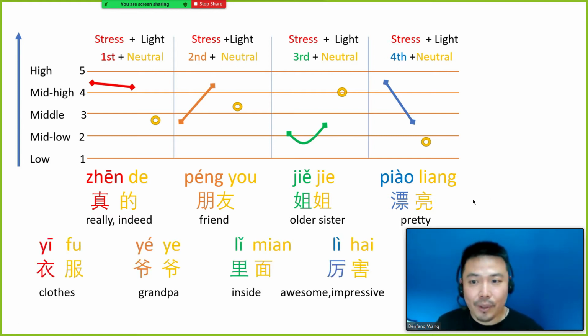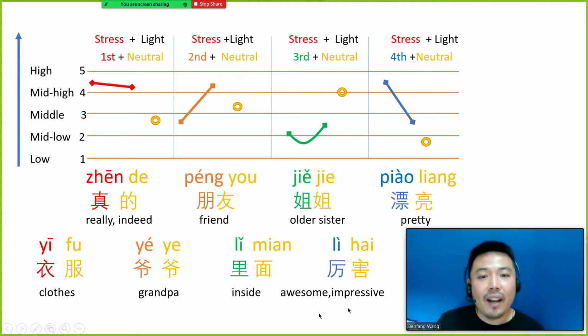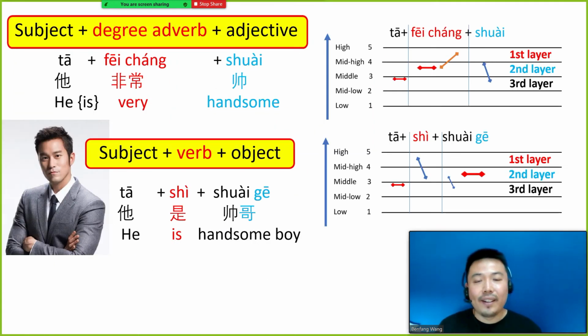Some other examples. Clothes, 衣服, 衣服. Grandpa, 爷爷, 爷爷. Inside, 里面, 里面. Awesome, impressive, 厉害, 厉害. Great! We already finished seeing the 2 layers within each chunk. Now we are going to see how the 3 layers work in a simple sentence.